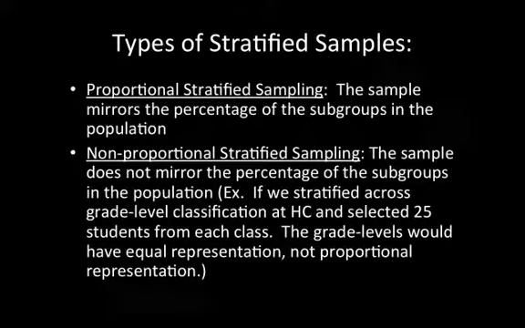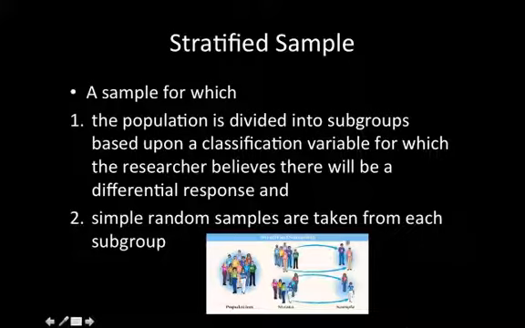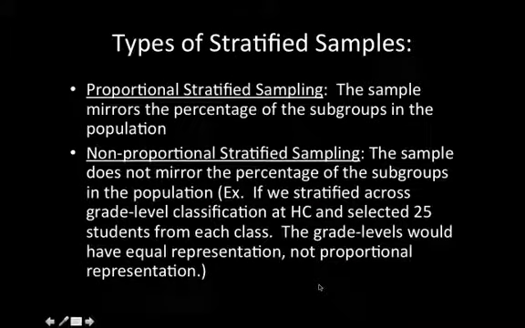Okay, so like I said, there's two ways that you can then decide how many, in our example, guys and how many girls you're going to choose. So you could go with 25 and 25, which would be non-proportional stratified sampling, or you can do proportional stratified sampling. So if the school is 30% guys, you would make sure that 30% of your sample are guys, and 70% girls, you'd make sure that 70% of your sample are girls. Okay, so that's proportional stratified sampling. The sample mirrors the percentage of the subgroups in the population.